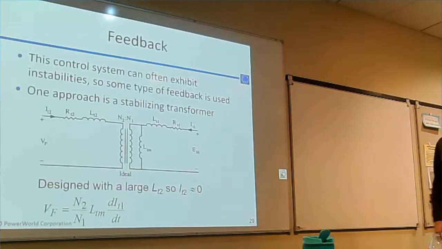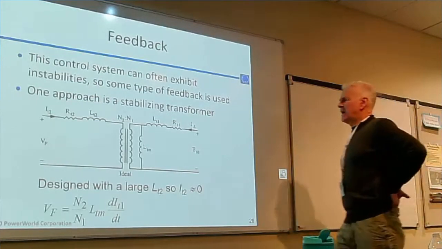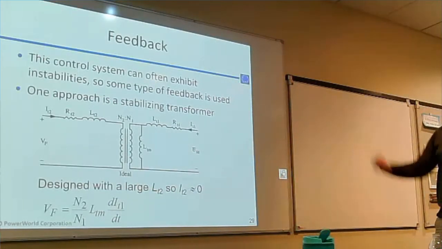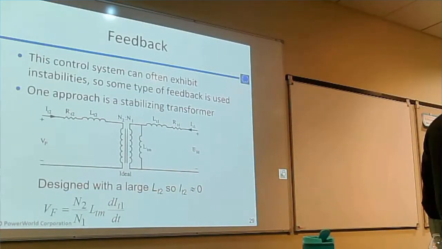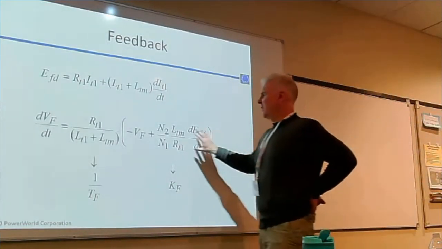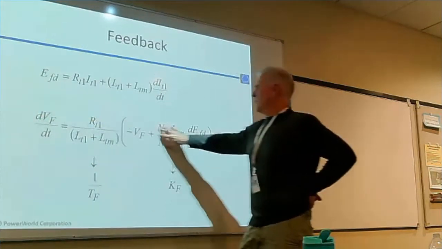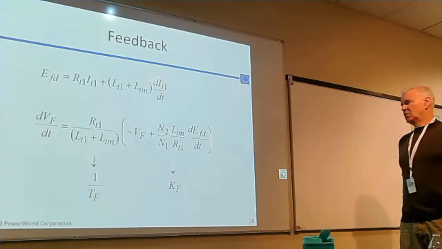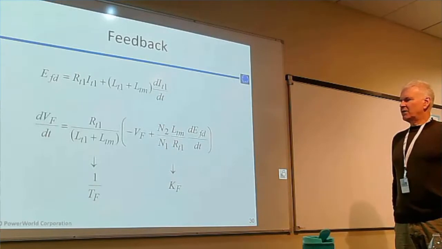The last part on this is just the feedback. In control systems, you often get instabilities, and one way to minimize those instabilities is to do feedback control. In an exciter, feedback control is typically done using a stabilizing transformer with the values given there. When you work through the equations here, this just turns out to be the equation that we saw in the block diagrams, which is just a differentiation of the feedback signal.